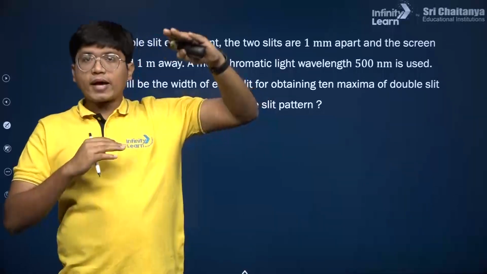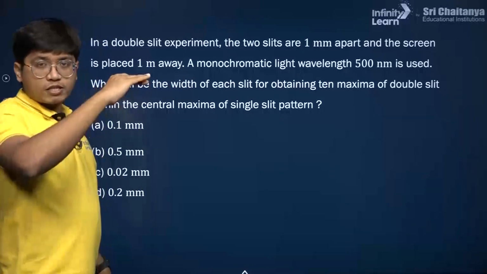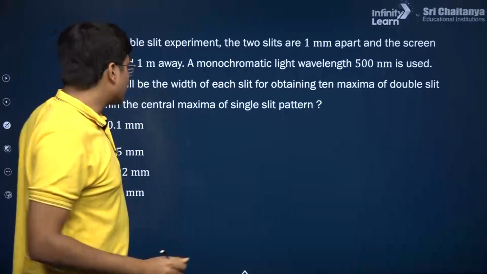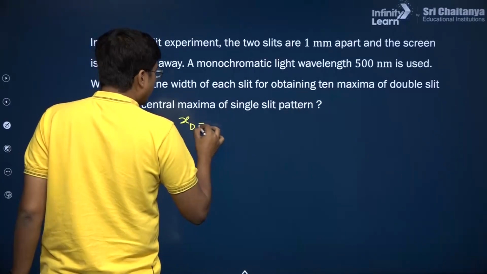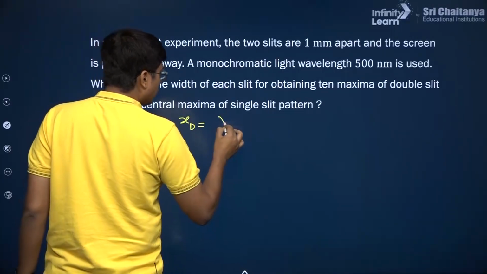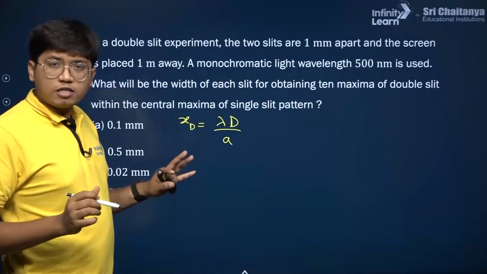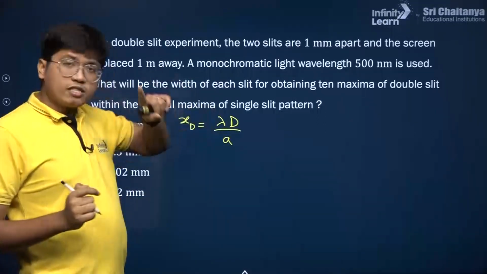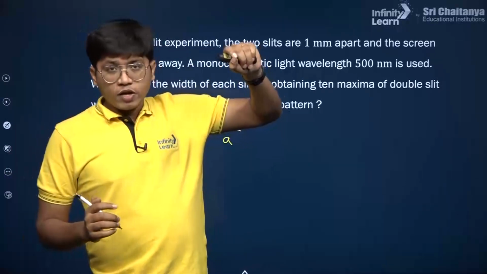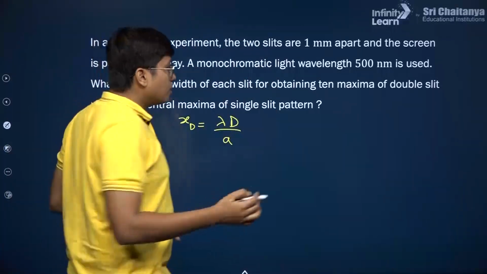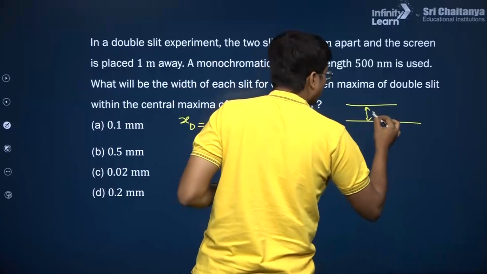of this diffraction. Why? Because I know that the first dark band is formed in the diffraction pattern at x, let's call it diffraction xd, is equal to lambda capital D by small a. Okay, that is where the first dark fringe forms in diffraction. This distance is from the central point. This is xd.